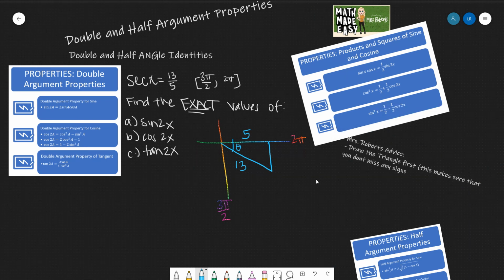And so here, when we solve this out, you can use the Pythagorean theorem, a squared plus b squared equals c squared. So we have 5 squared plus something squared equals 13 squared. So 13 squared minus 5 squared equals b squared, which is 169 minus 25 equals b squared, which is 144 equals b squared. B is 12. Now we don't want to miss any signs. Because of the quadrant this is in, this is negative 12. So draw out your triangle first, and then make sure you don't miss any of your signs.